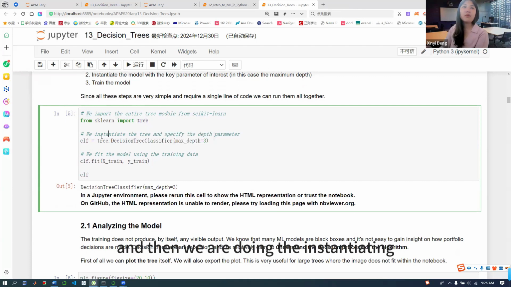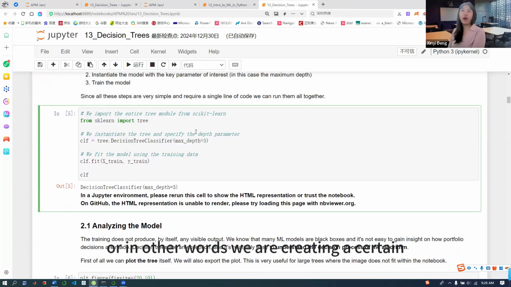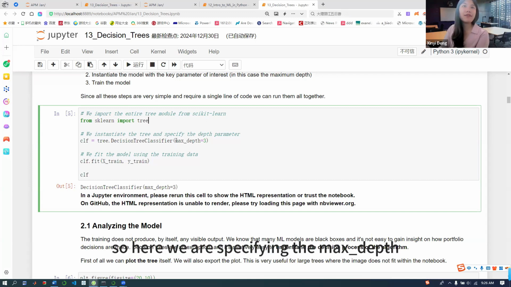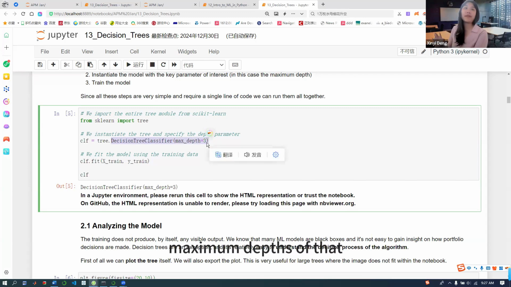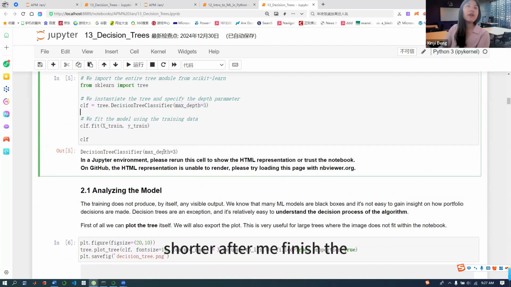And then we are doing the instantiating. Remember how we are creating a certain instance from our predefined class, right? Or in other words, we're creating a certain object from our predefined class, our predefined template. So here we are specifying the max depth of the tree to be 3. So we are using the decision tree classifier, and we are letting the maximum depth of that decision tree be 3. Let me expand on the depth shortly after I finish the training here.